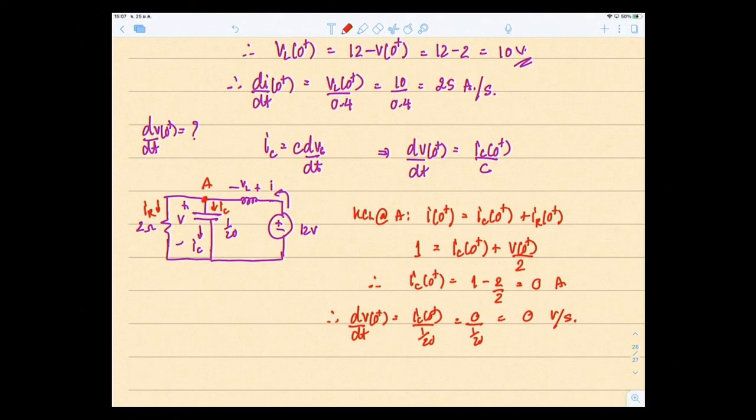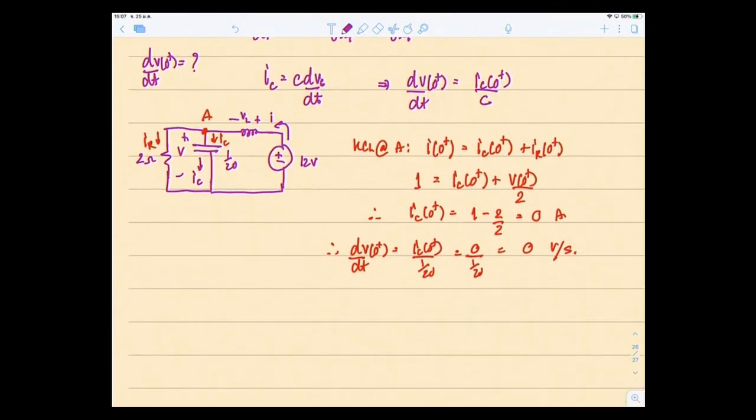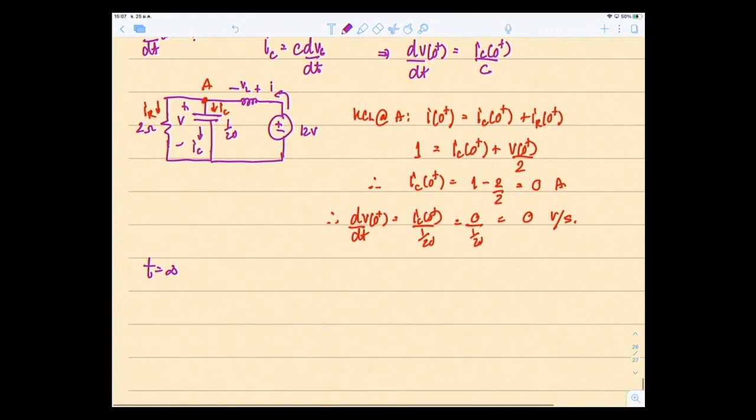Okay. Now the 2 final values. The final values, of course, are at t equal to infinity. Okay, so at t equal to infinity, this is your circuit. The circuit is going on like this for a long time, so your capacitor would act like an open circuit. Your inductor acts like a short circuit.